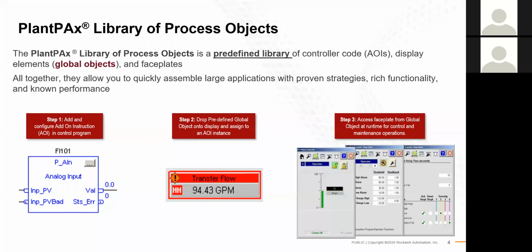But I figured I'd start with what are the objects. So Rockwell has this library of PlantPAx process objects that are a free download, and they include multiple pieces. They include typically an add-on instruction, which goes inside the controller, which from a faceplate perspective, we're looking at that purely to create user-defined data types and data sets for the faceplates to reference. It also includes a drop-in global object for your screens, and then the pop-up faceplates for when you click on that object and to get a deeper dive into the information.